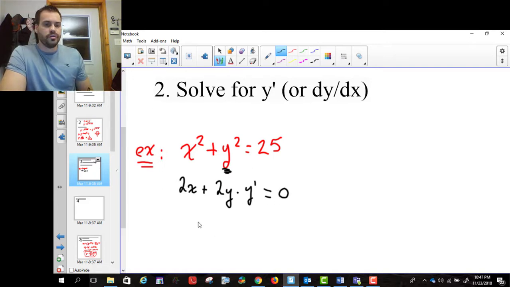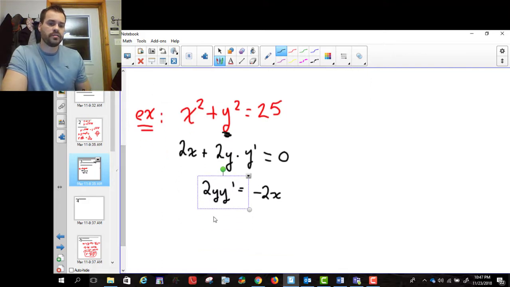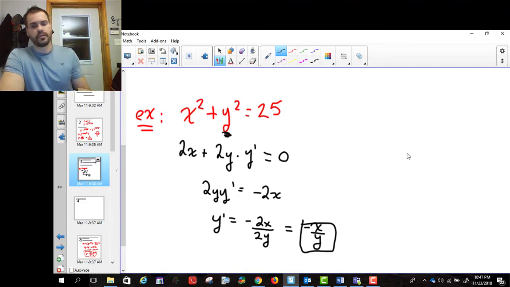And so what we then do is we solve for y prime. So we get 2y y prime is equal to minus 2x. And then we divide by 2y, so y prime is minus 2x divided by 2y, and that reduces to minus x over y. So that's y prime. And the difference you'll notice is that before, y prime only ever had x's in it. Now y prime actually has x's and y's in it. That's the difference with implicit differentiation.